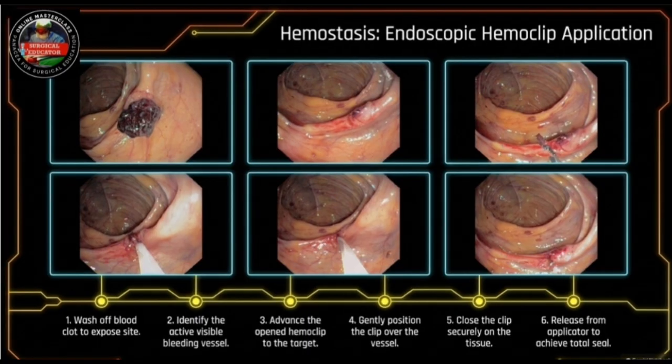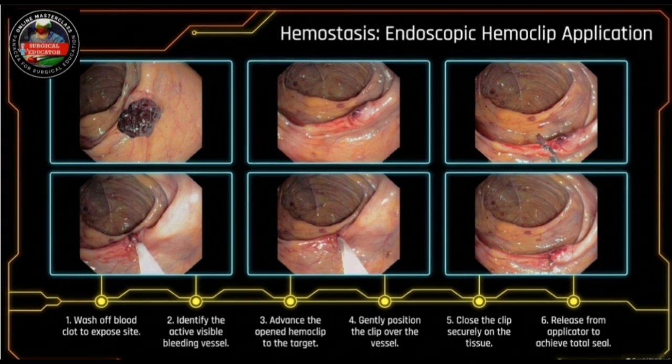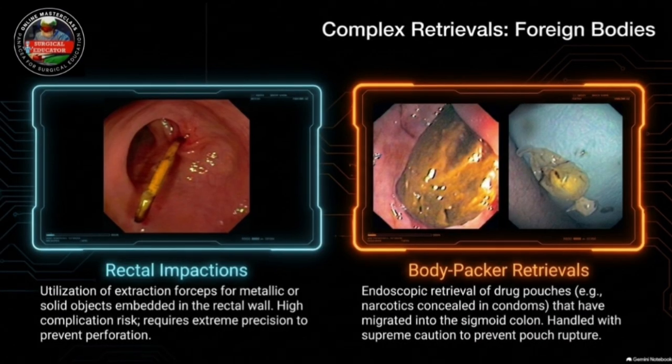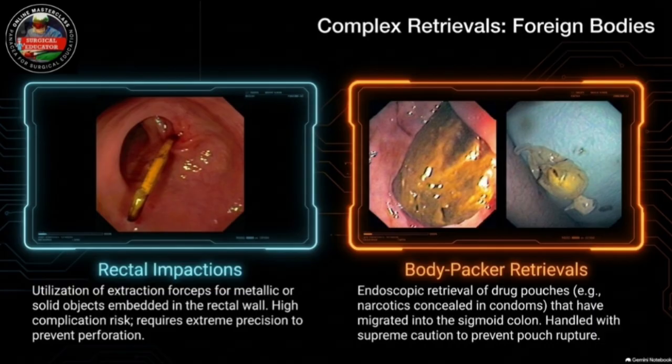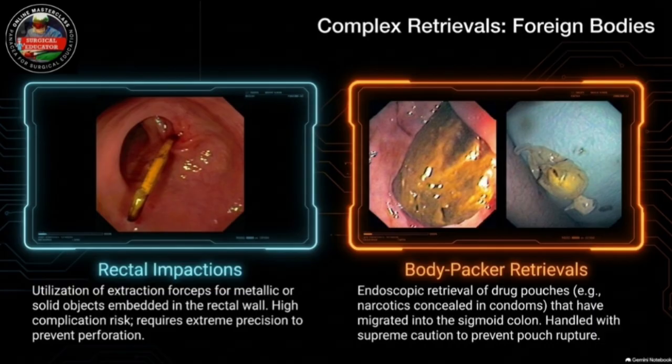And speaking of environments requiring extreme patience, let's look at slide 14. Complex retrievals for foreign bodies. This is where things get really challenging. I bet. The first scenario is rectal impactions, where extraction forceps are used to remove solid objects. The slide explicitly warns of a high complication risk. Why is pulling an object out so dangerous?